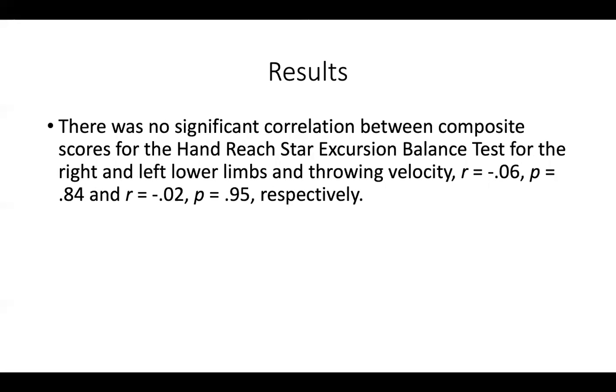Then sadly, we also found that there was no significant correlation between composite scores for the hand reach star excursion balance test for the right and left lower limbs in throwing velocity. So our hypothesis was rejected because there was no significant relationship between the lower extremity dynamic stability with trunk flexion and throwing velocity.